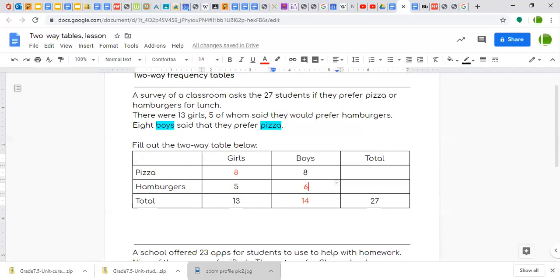Now I'm going to go to this last column that I couldn't do a second ago, but now I can do because I know that this row, these two numbers add up to give me this one. 8 plus 8 has to be 16. And this row, 5 plus 6, has to be 11. And when I double check, 16 plus 11 adds up to 27.